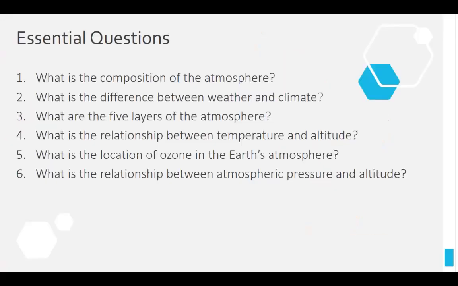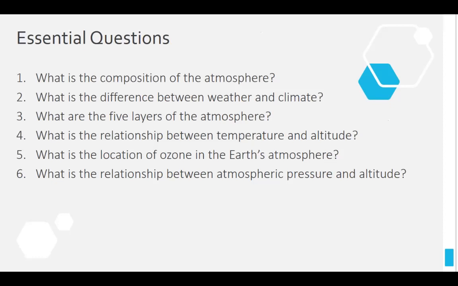Number one, what is the composition of the atmosphere? So what is it made of? Number two, what is the difference between weather and climate? You may have gone over these terms in middle school. We just want to make sure you have them clear. Number three, what are the 5 layers of the atmosphere? Number four, what is the relationship between temperature and altitude? So as you go up, what does temperature do? It may be a little more complicated than you originally thought.